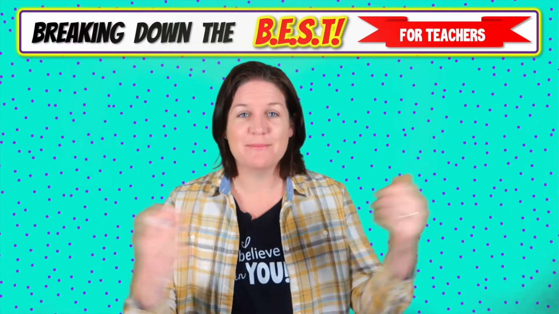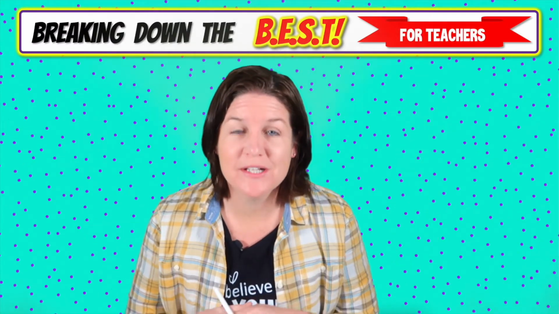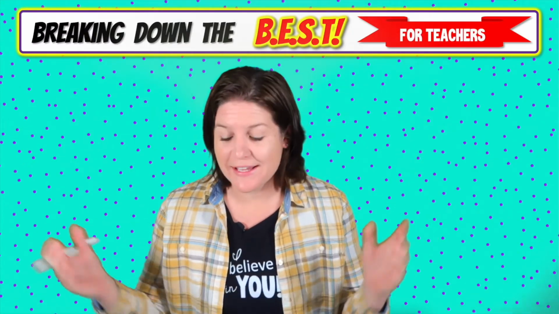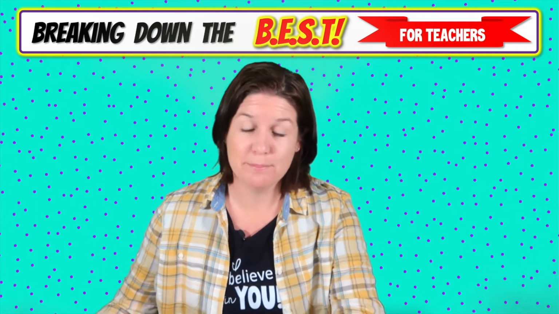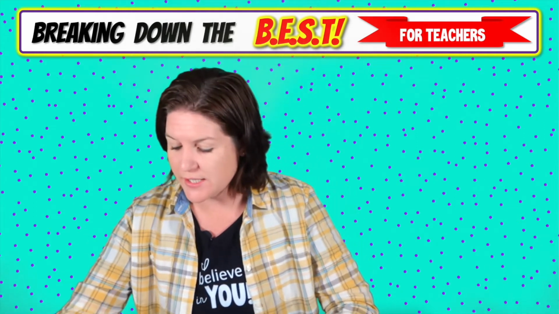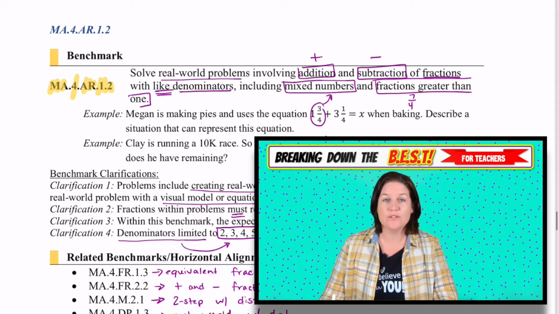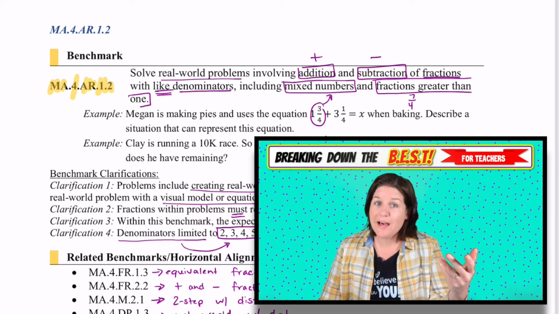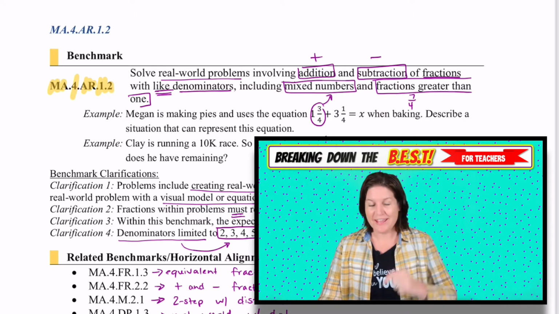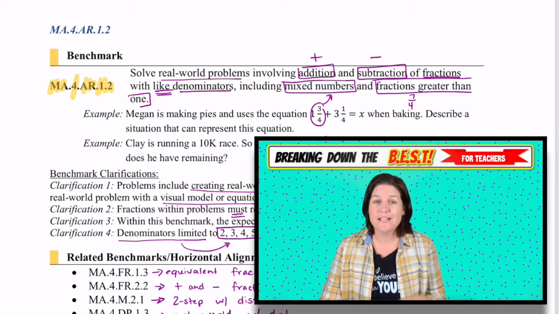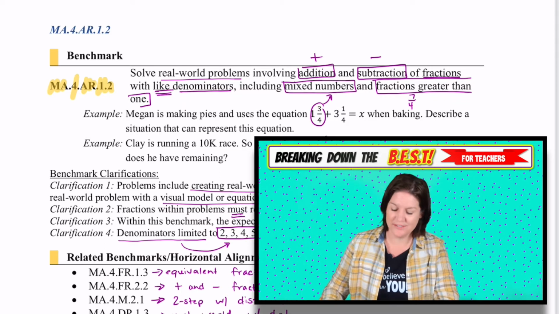Hey everyone, my name is Sarah McCarthy and I am super excited that you are joining me today as we break down today's B.E.S.T. standard, which is MA.4.AR.1.2. MA stands for Math, 4 for 4th grade, AR for Algebraic Reasoning, and we're on 1.2 today.